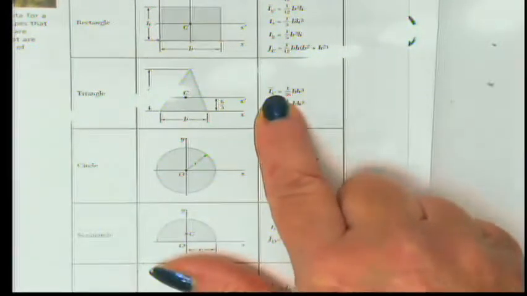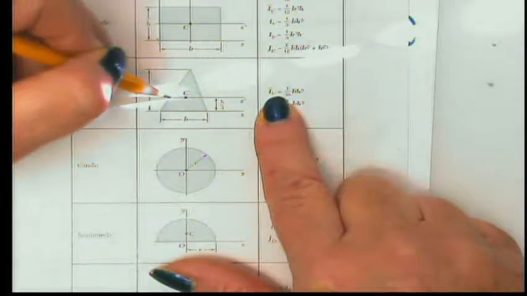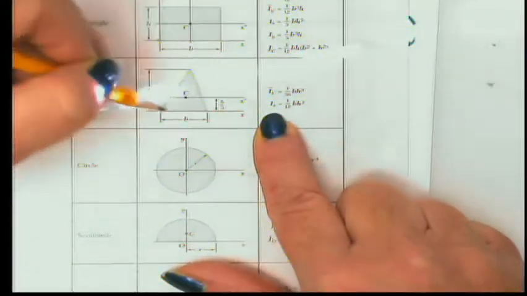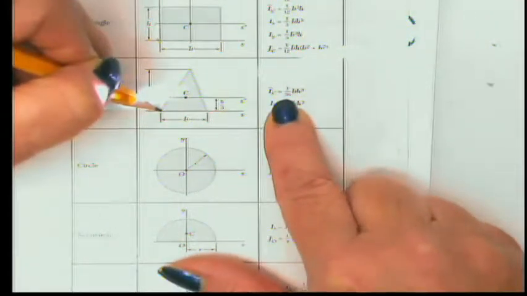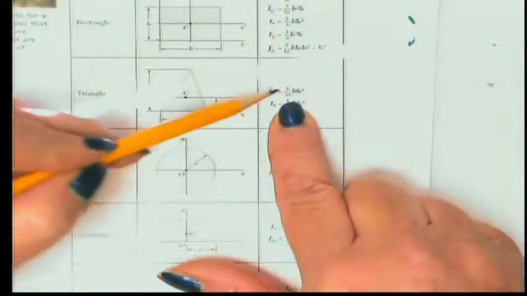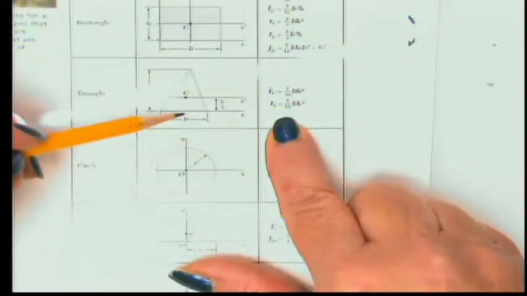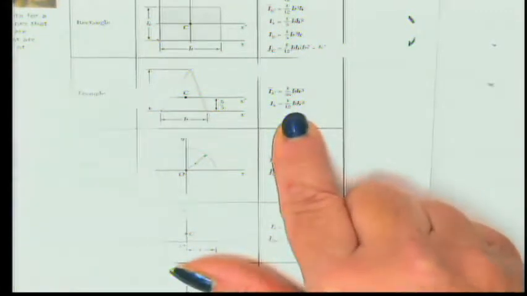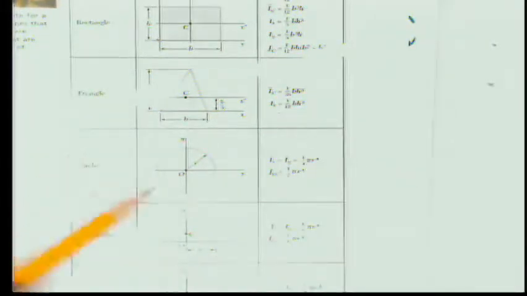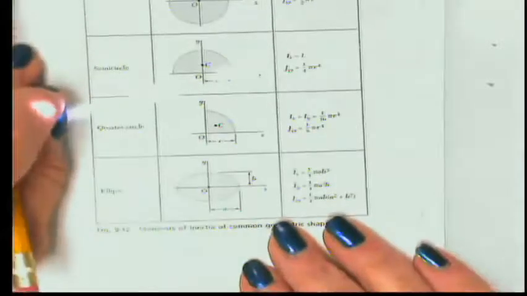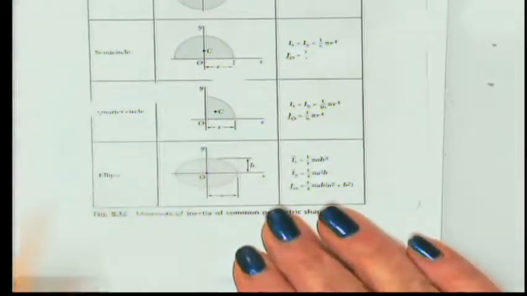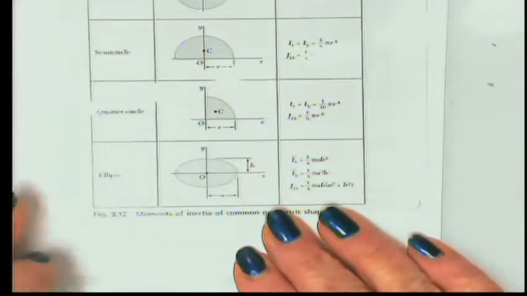Okay, triangles, same thing. Here we have I sub x prime, so we have this, and then we have I sub x, which would be about this axis. And if you look at these two, it would turn out that this plus the area of the triangle times the distance between those two things squared will be equal to this. Okay, then we have a circle, semicircle, a quarter circle, and an ellipse.